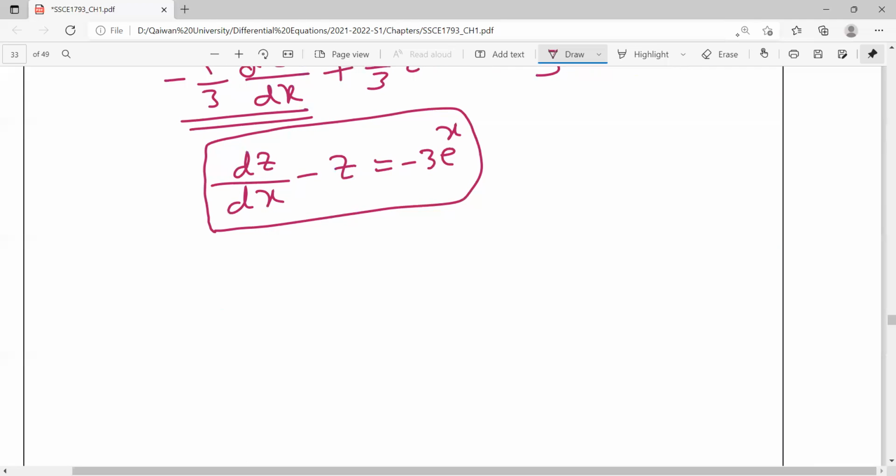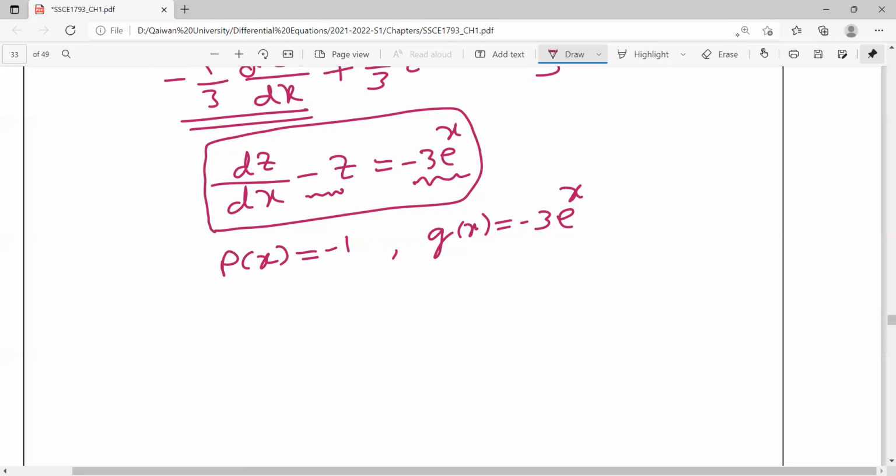First we should determine p of x and q of x. What's p of x and what's q of x? P of x is the coefficient of the z, and q of x is the right hand side. So here p of x is -1, and q of x is -3e to the power x. The coefficient of z is p of x, we check with the sign. And the right hand side is q of x.